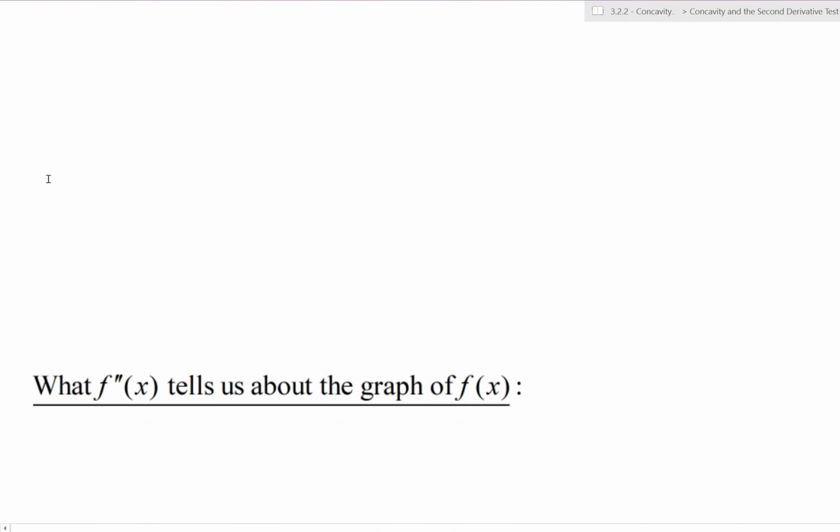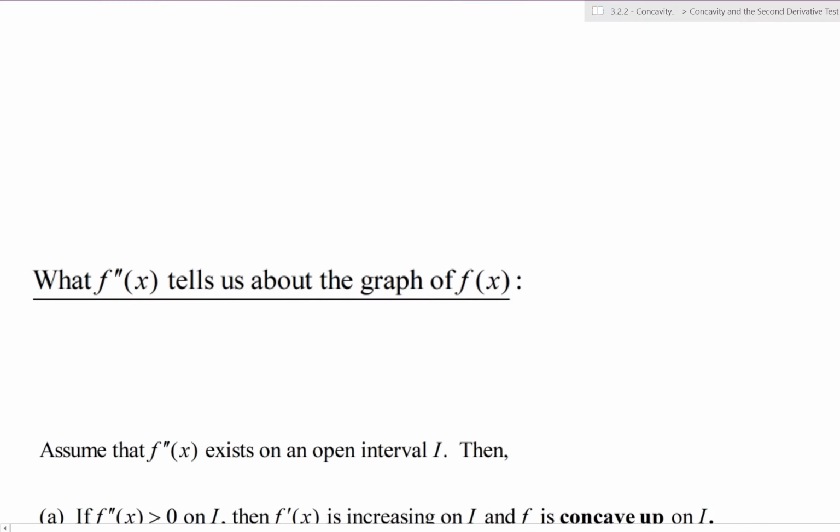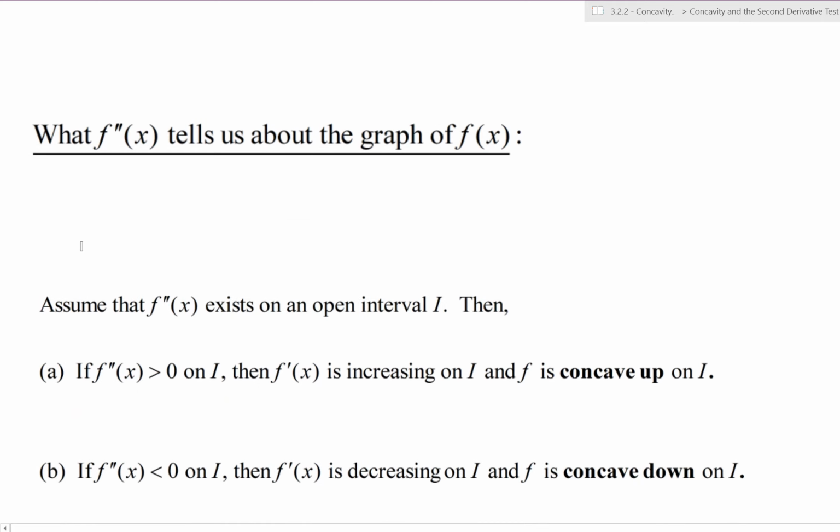So, what does the second derivative of a function really tell us about the graph of the function, especially based on that inspection that we just saw? A couple things. First of all, assume that f double prime exists. You have a function whose second derivative exists on some open interval, let's call it I. Then, if the second derivative is positive on this interval I, that must mean that the derivative f prime of x is increasing, and just like we saw in that first diagram, the function must be concave up on that interval for this to happen.